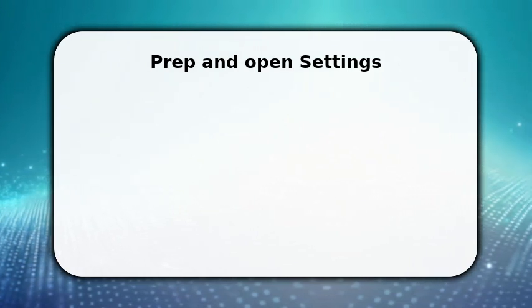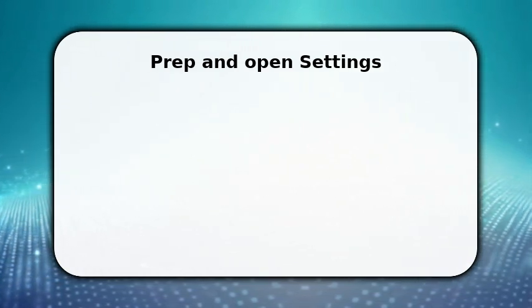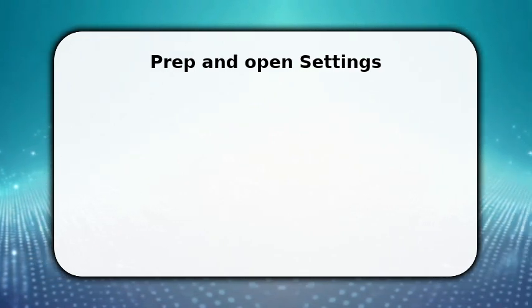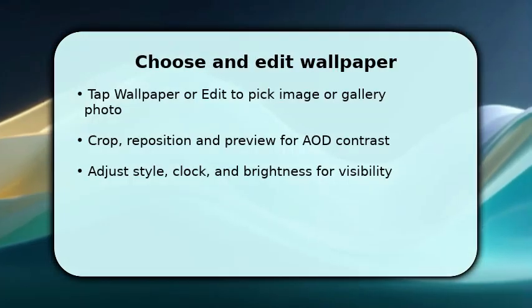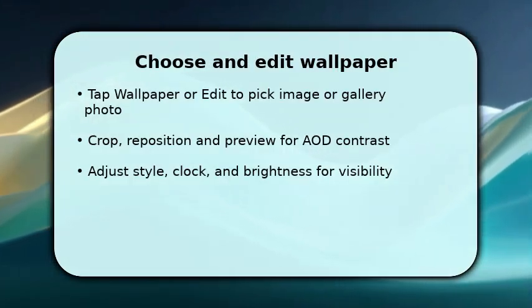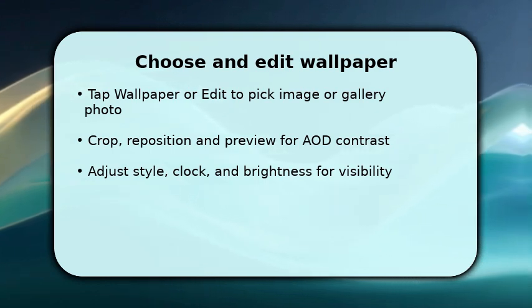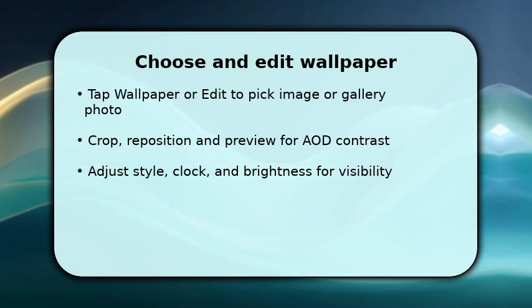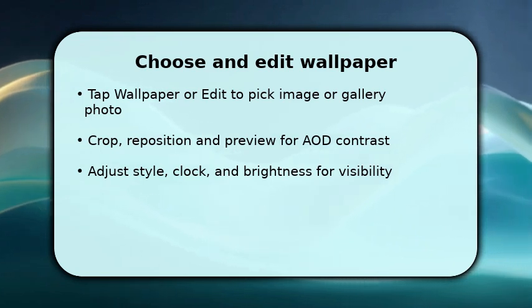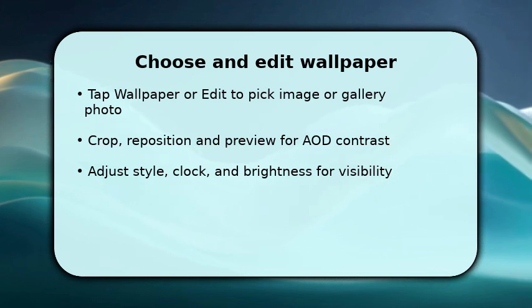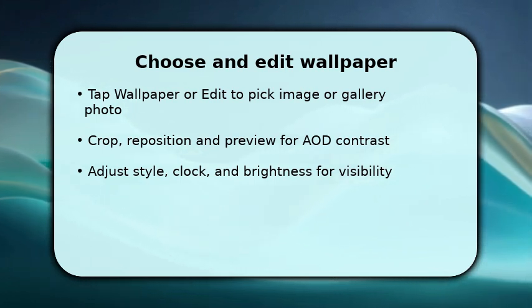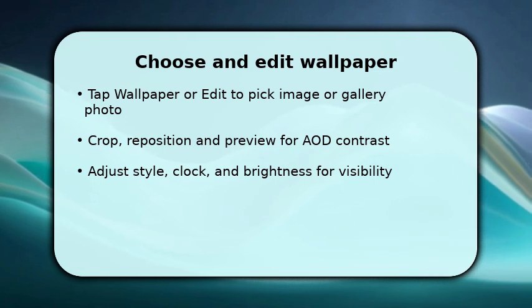Now tap the Always On display to enter wallpaper and style controls and proceed to customization. Next, you choose the actual wallpaper. Tap Wallpaper or Edit, then pick from live wallpapers, default images, or your gallery. You must crop and reposition the image so key content sits inside the visible area. Once done, preview it in the AOD preview pane to confirm contrast against the always-on dim background.